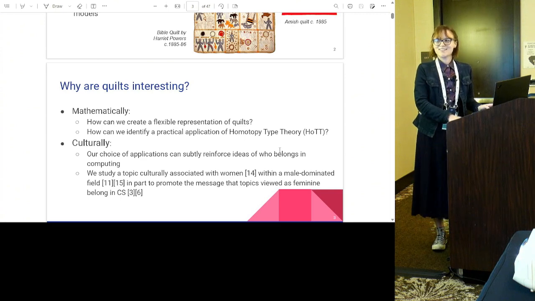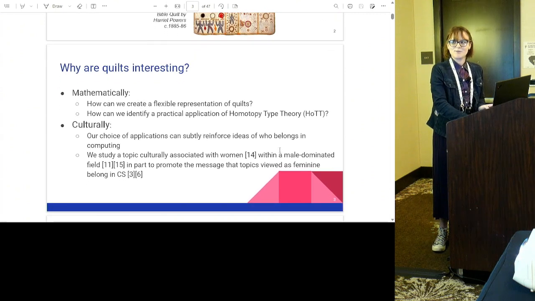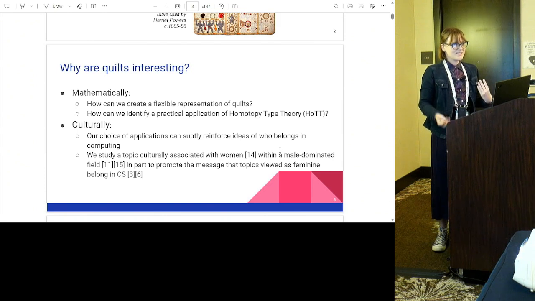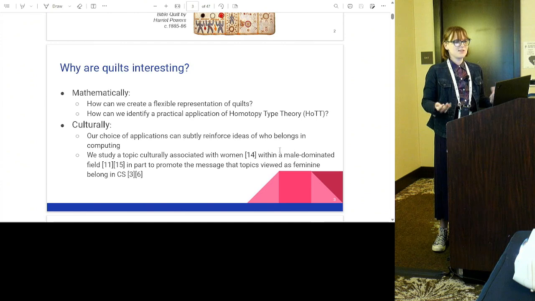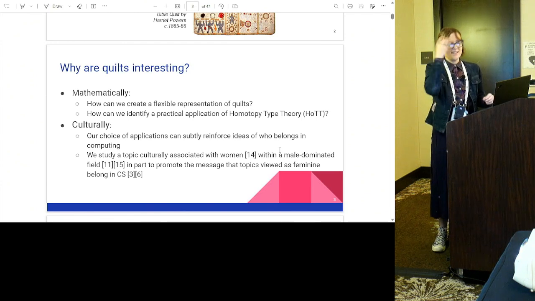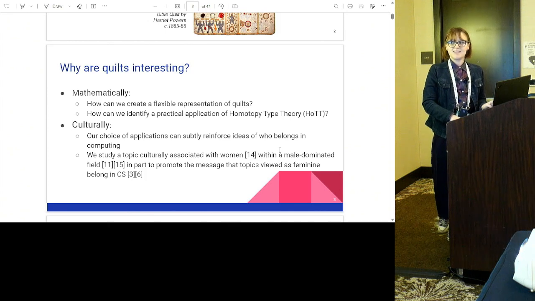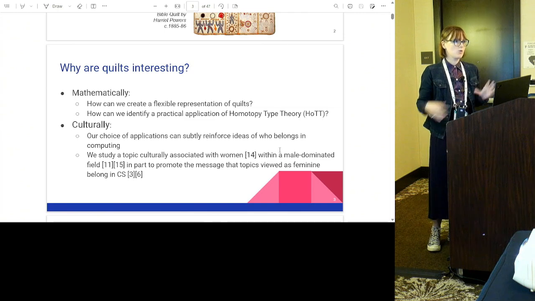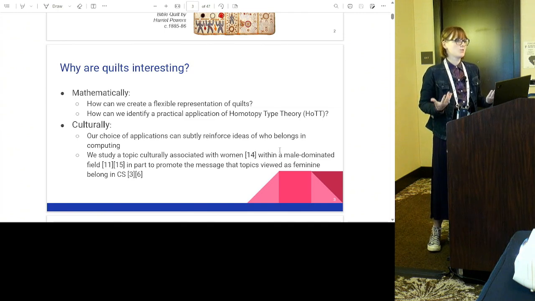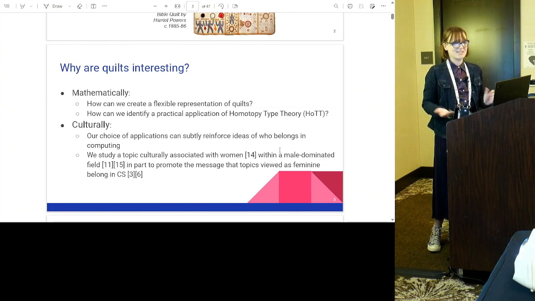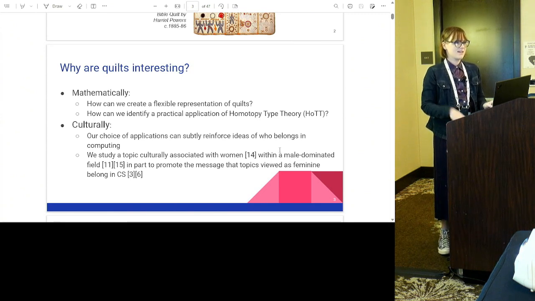And then culturally speaking, when we're working in STEM and computer science specifically, the choice of what we're putting our time into says something about who belongs here. And I think this goes for a lot of the works being presented at FARM. We're really trying to bring traditionally feminine, traditionally older, like quilting, it's all older women. That's just what it is. There's been studies about this. And we want to show that this is still a viable thing that computational people can look at and learn from.